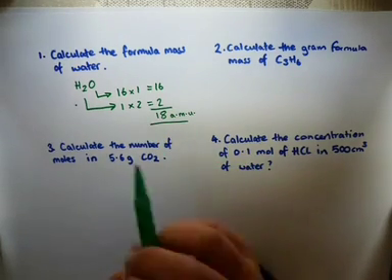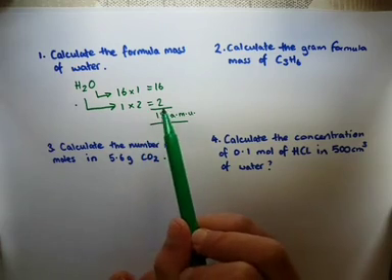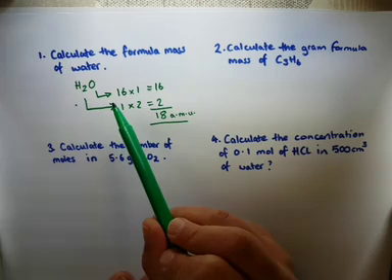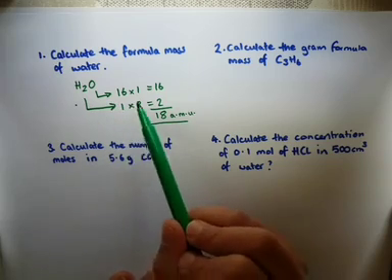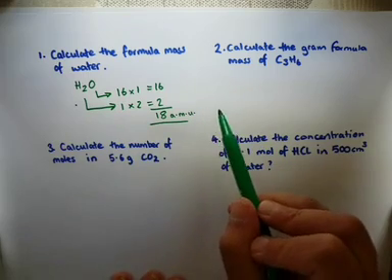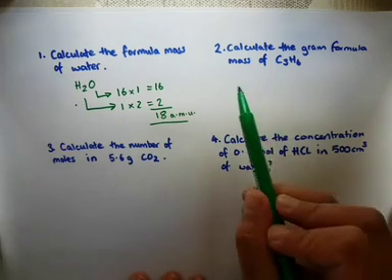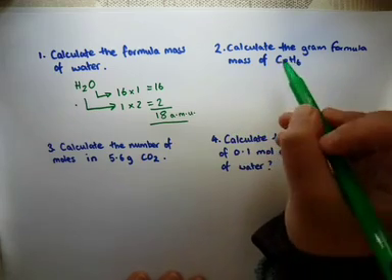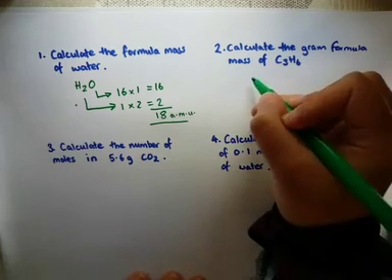So that's your way of laying out your working for calculating the formula mass. This is important. It's easy to make mistakes with these, so please make sure you're laying out some form of working, preferably like I'm doing here. Example 2. Calculate the gram formula mass of C3H6, so that's propane.